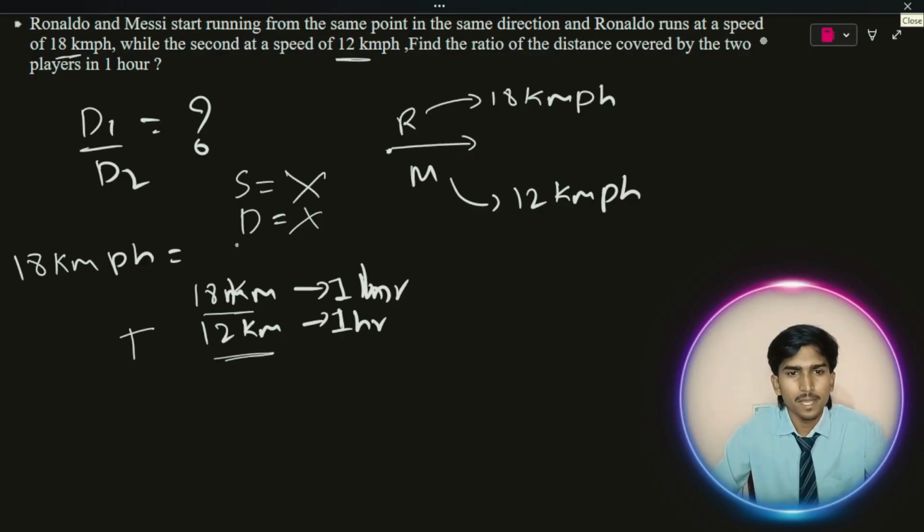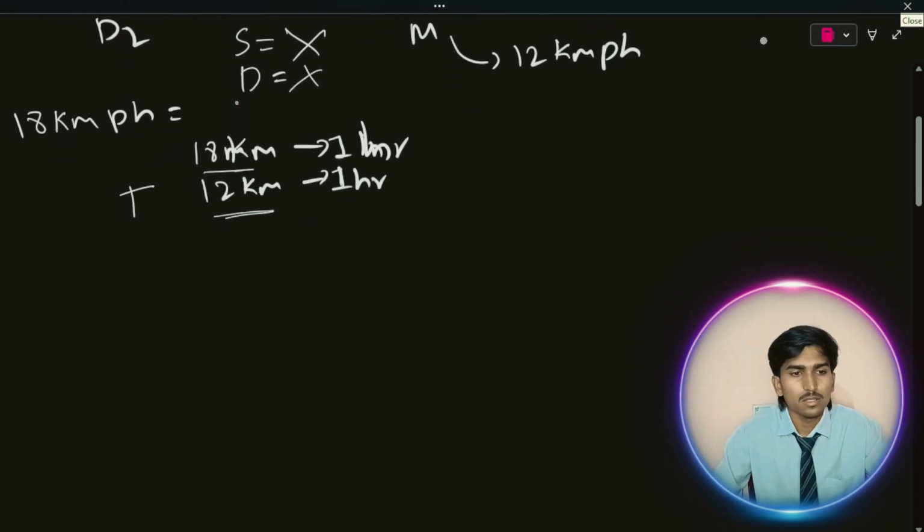You'll understand. Find the distance covered by the two players in 1 hour. It means both players started at the same time, and in 1 hour they both reach some point. For 1 hour, how much distance have they covered? They're asking for the ratio. So just apply this one.